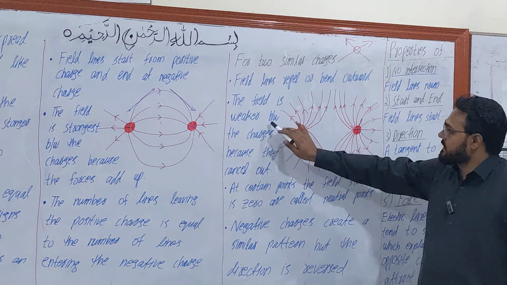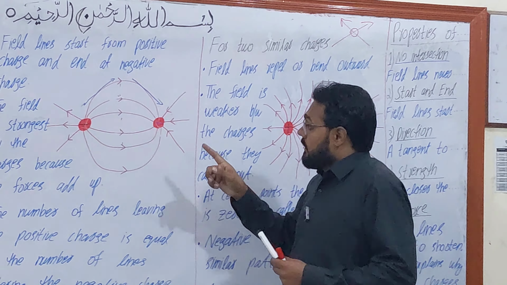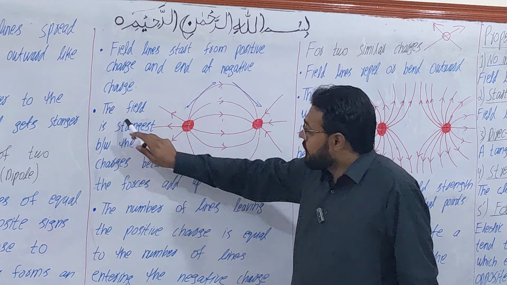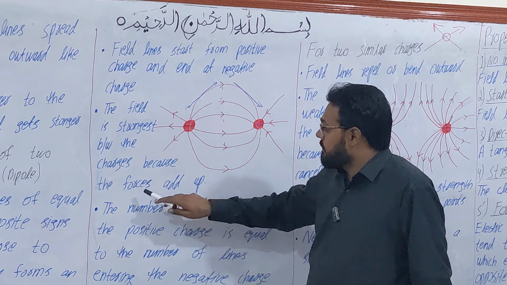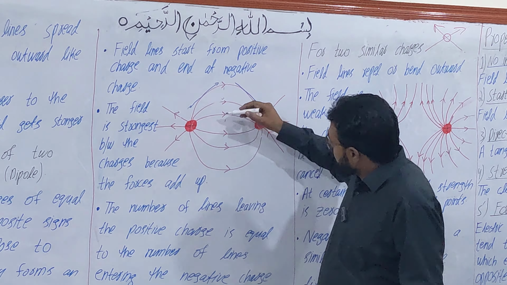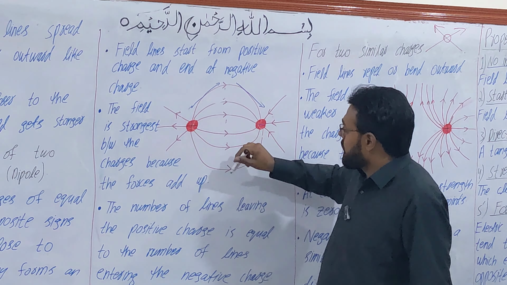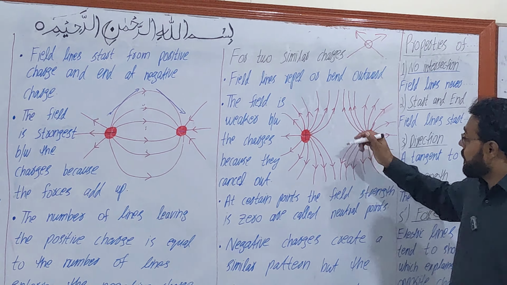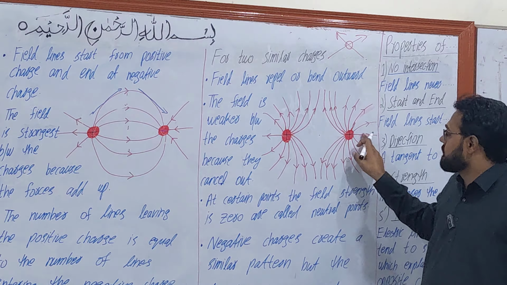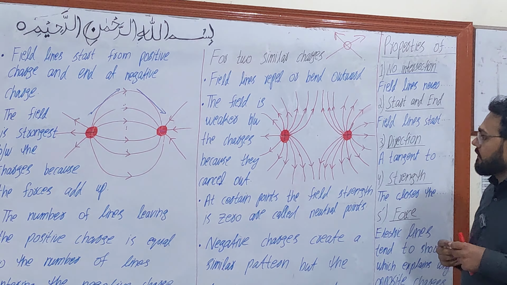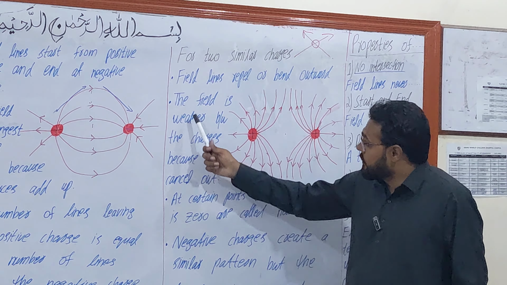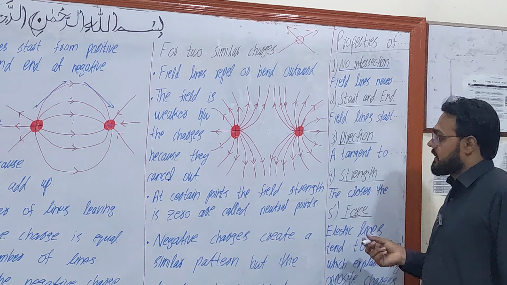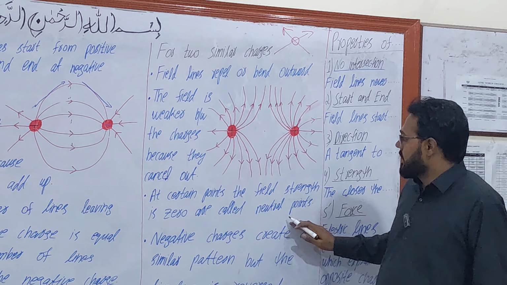Where they repel or bend, the field lines are weaker. Here the field line is stronger at the middle. The field is stronger between the charges because the forces add up. Between the charges at this point, the field is stronger because both fields add up over here. Here the field is weaker because both charges cancel out. At a certain point, the field strength is zero, called a neutral point.